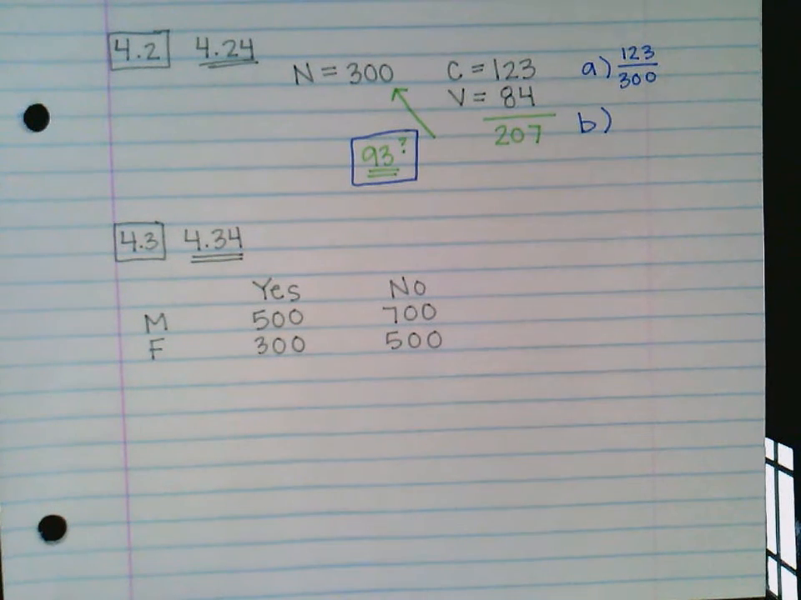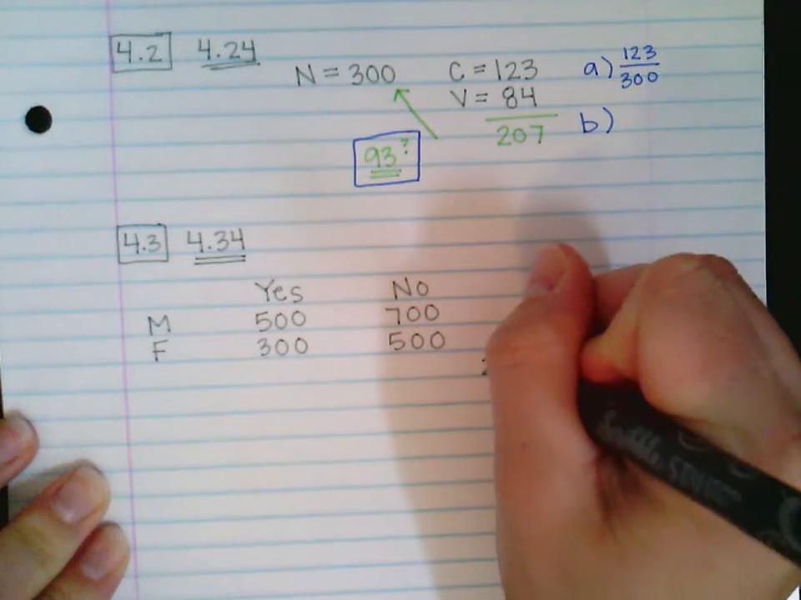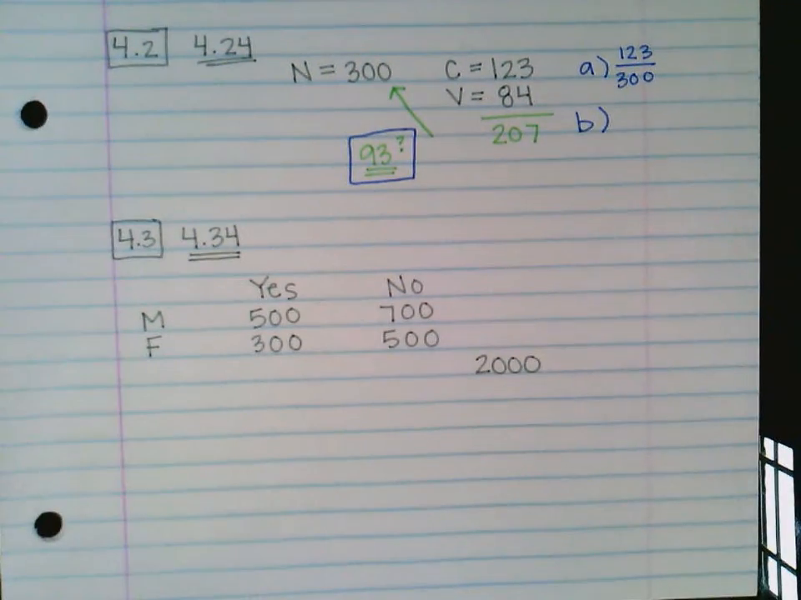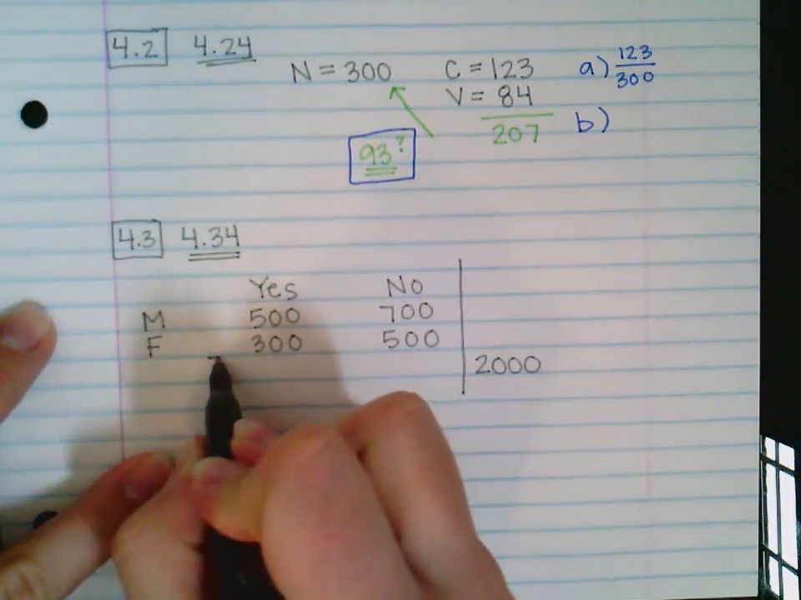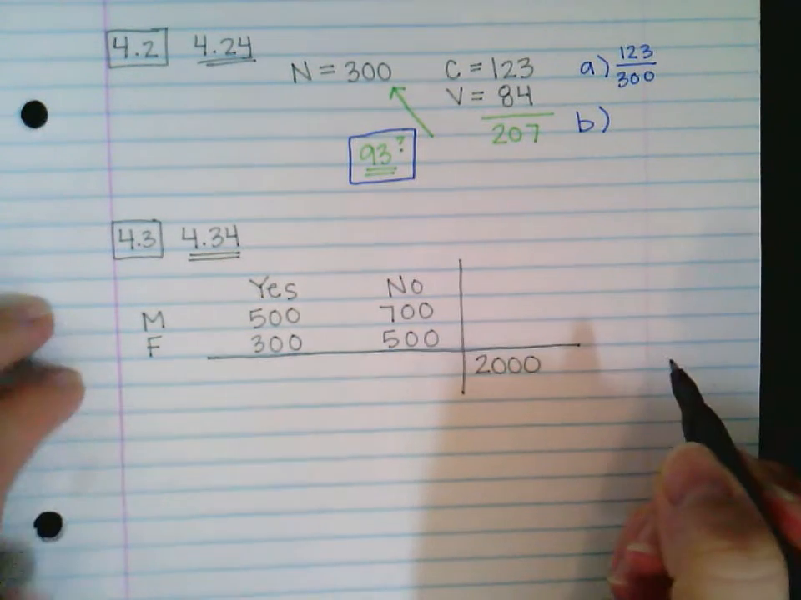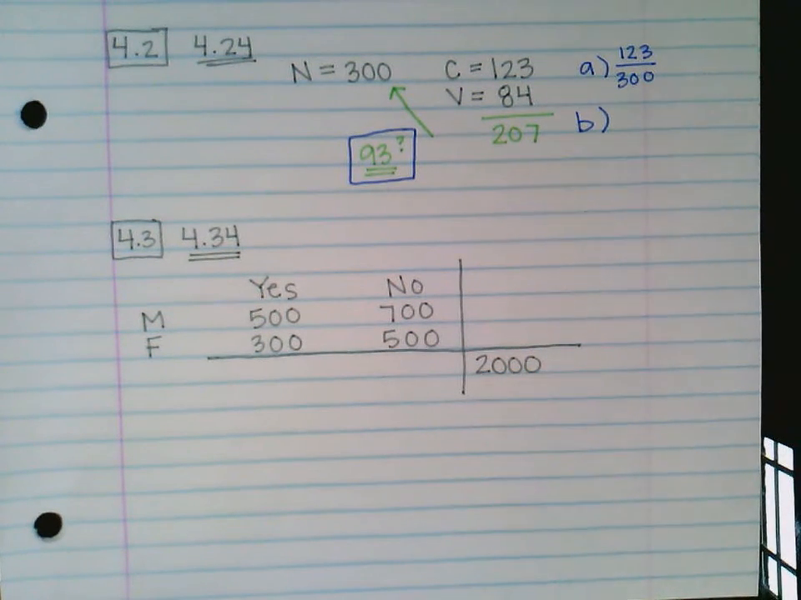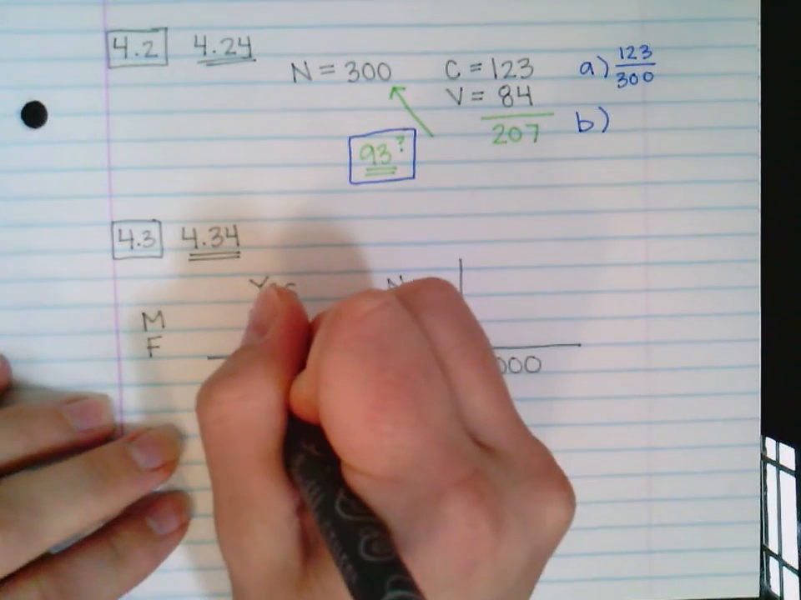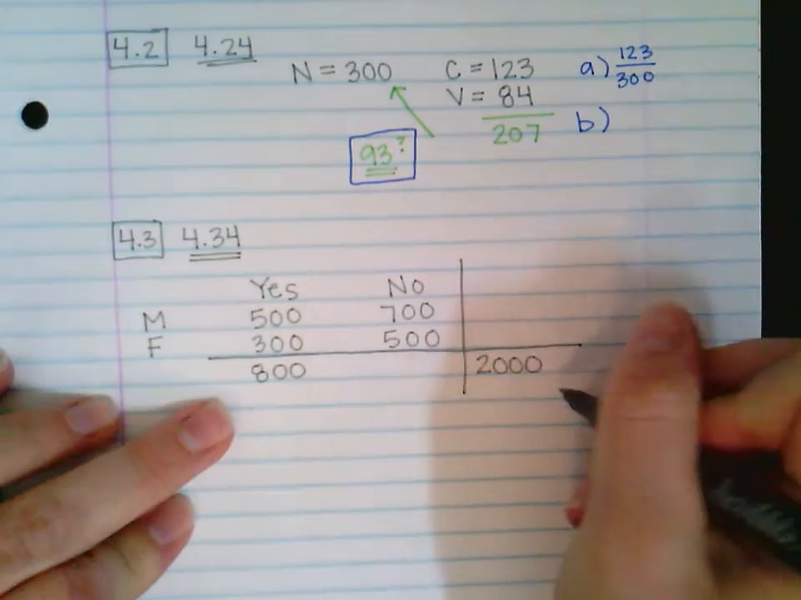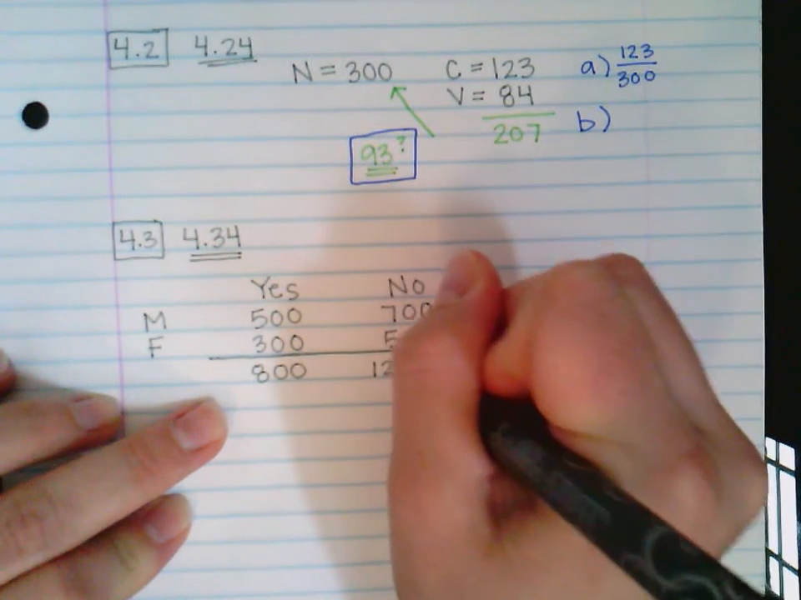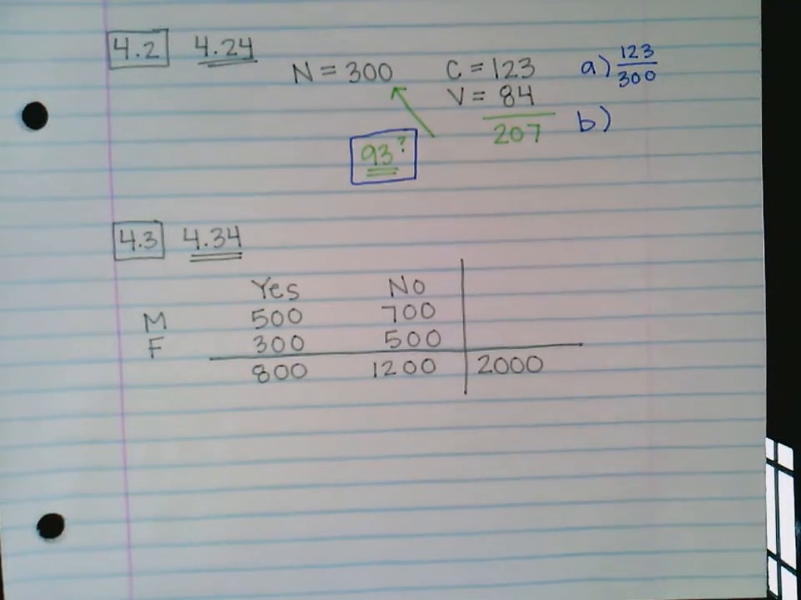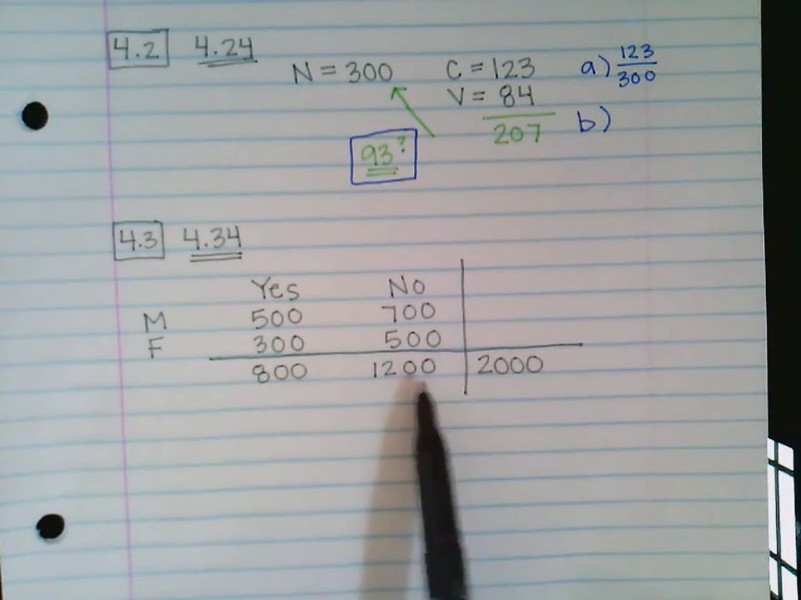But in the problem, it says that there's 2,000 randomly selected adults who are in this study. So I'm going to add a 2,000 in this corner here because that's the total. And something that they don't give us in this problem that I think would be extremely helpful are the margin totals. So if I add yes and I add no, I get that 800 people total out of the 2,000 have shopped online, and 1,200 have not.